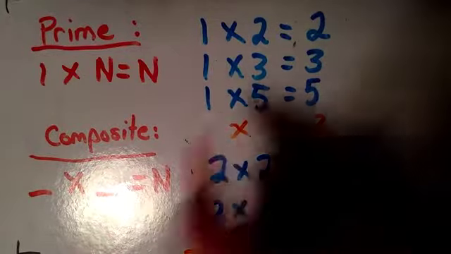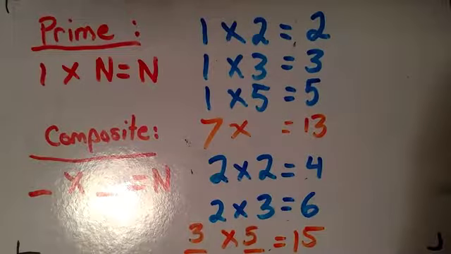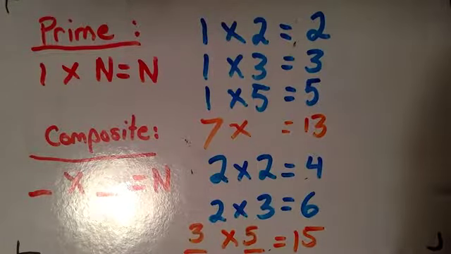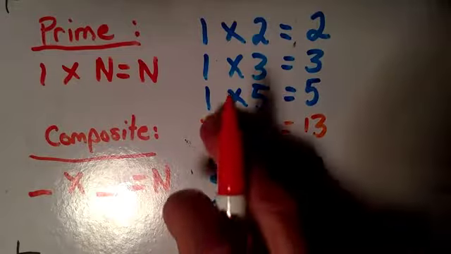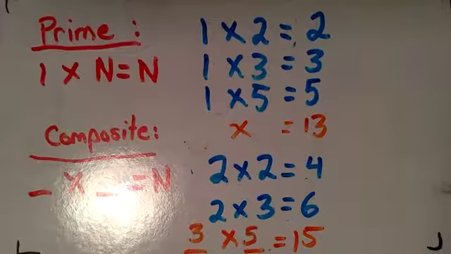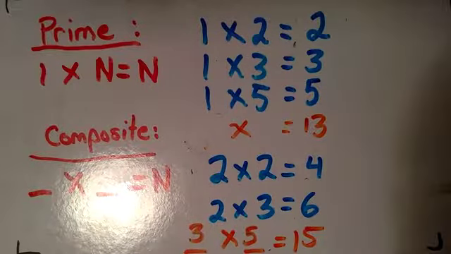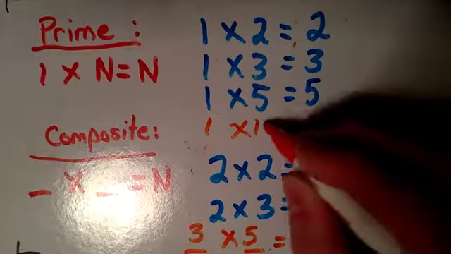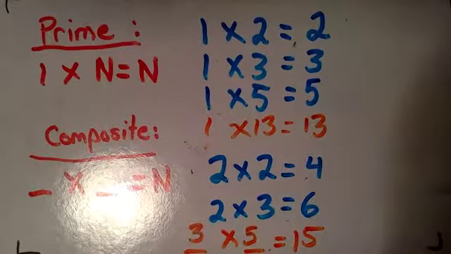Which brings us to our last number, the number 7. And if we multiply 7 by 2, that would give us 14, which is obviously too big. And we know anything after that because, again, 2 is the smallest number that we can use to multiply things by. Any number after that is obviously going to be too big. So we know that only 1 and 13 can multiply to give us 13, so 13 must be a prime number.